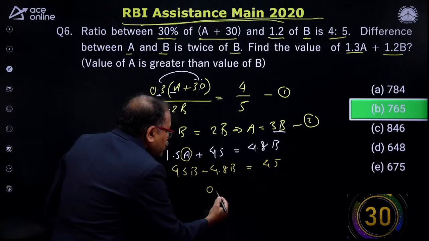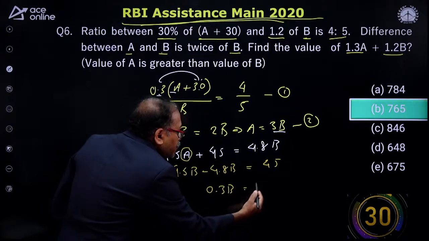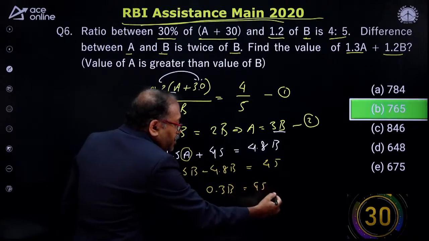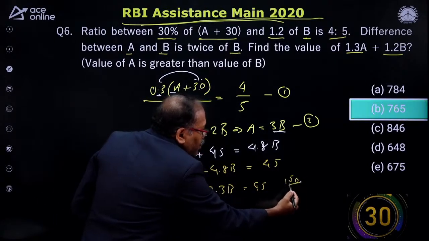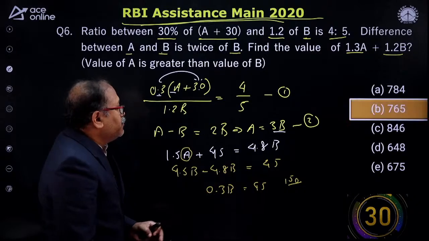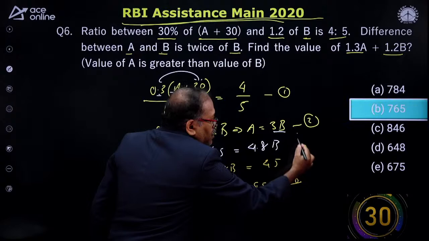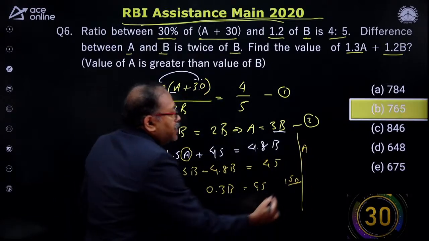So I notice that 0.3B is equal to 45, then what is B? B will be 150. So I got the B value. Once I got the B value, A is 3 times B. So what is A in that case? A will be 450.